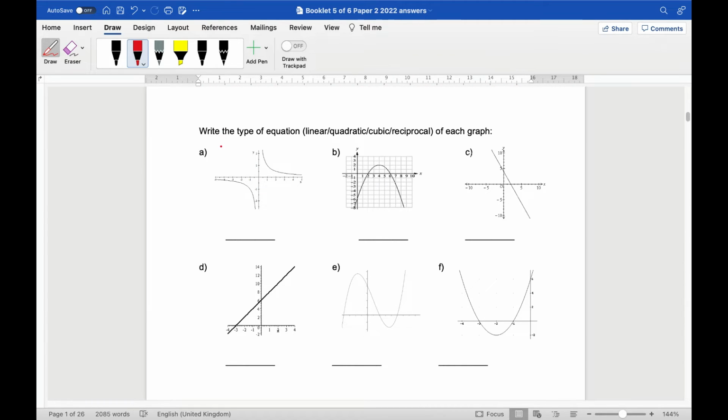Pause if you want. Tell me what these are, whether they're linear, quadratic, cubic, or reciprocal. I'm just going to write the first letter. So what we've got: reciprocal, quadratic, but it's going to be one with a negative because it's upside down, but it doesn't matter. Don't have to do that here. Linear, but a negative gradient. Linear, but with a positive gradient. Cubic, because it bends twice. And quadratic, but with a positive x squared term, because it's U-shaped, not N-shaped.